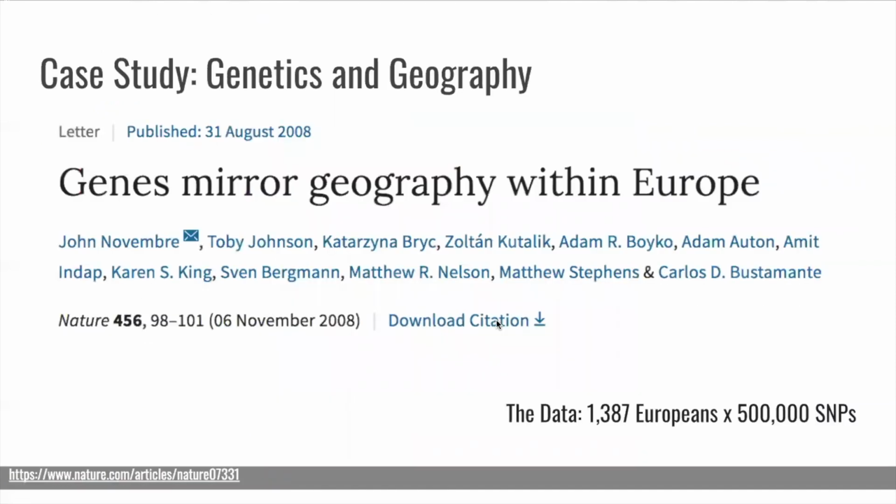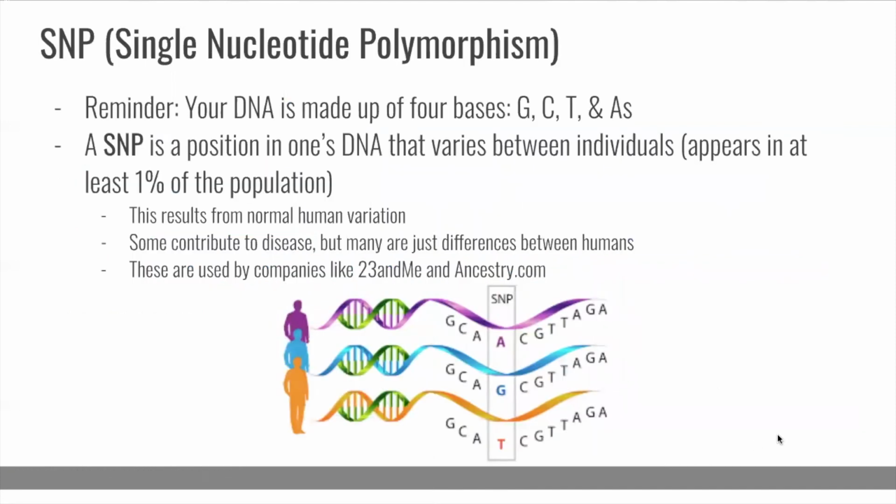We see this beyond food. There's this very famous paper from many years ago now called Genes Mirror Geography within Europe. And what these geneticists did here was they took data from some 1,400 people and they looked at, say, 500,000 SNPs. It's not super important what a SNP is, but what you need to know here is your DNA in all your cells is made up of G's, C's, T's, and A's, these 4 bases. And a SNP is a position in one's DNA that varies between individuals.